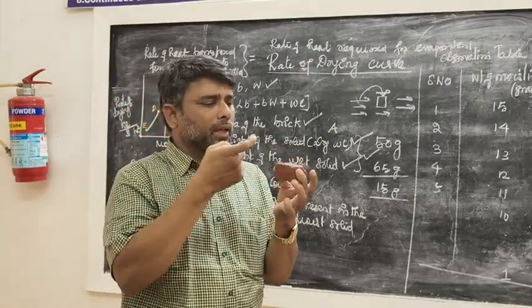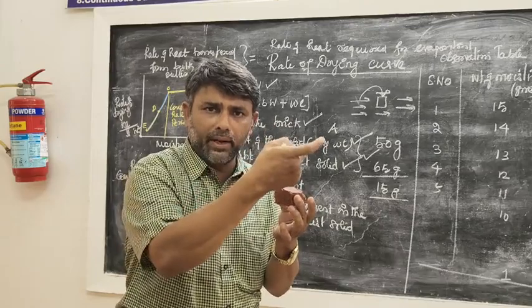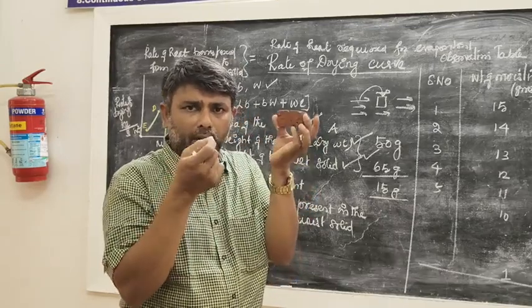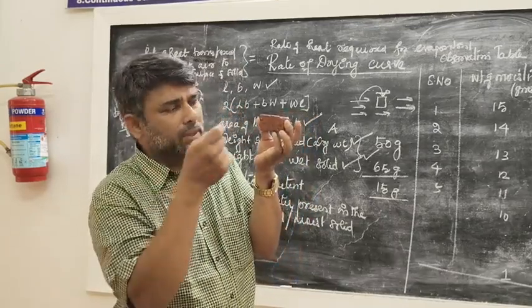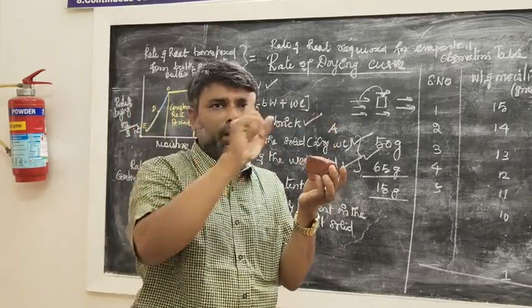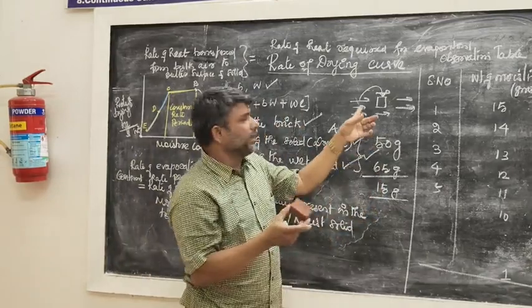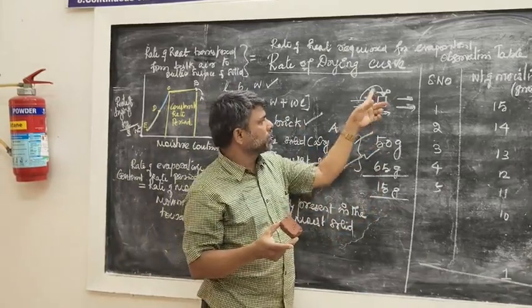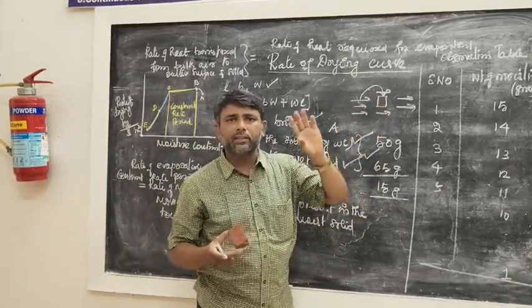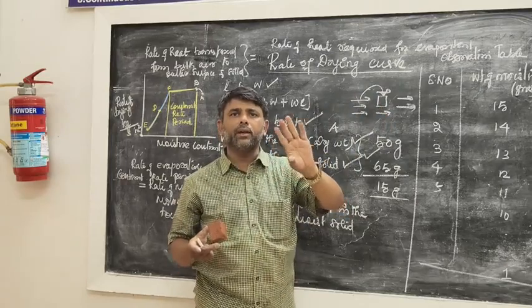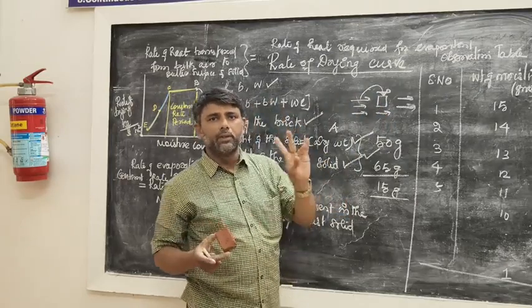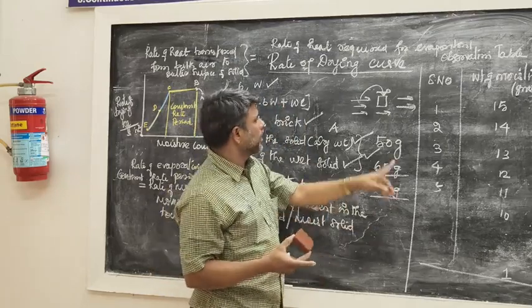First point, the rate of water evaporated is equal to the rate of moisture movement from inside to the outer surface. Point number 2, the rate of heat transferred from bulk air to the surface of the solid is exactly equal to the rate of heat required for evaporation. These are the two important points in the constant rate period.